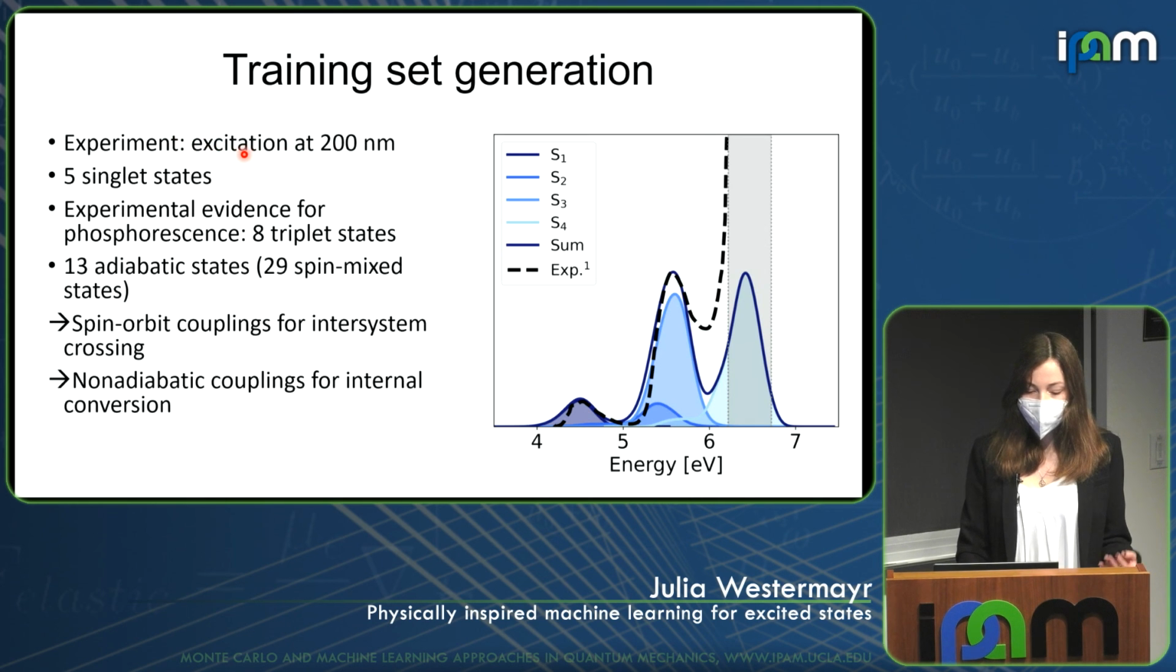So the pump probe experiments used laser pulse excitation at 200 nanometers. And in gray, you can see here the excitation window. And you can see that this energy range is where the fourth excited singlet state is. So we knew we needed 5 singlet states. And we also found some literature where they talked about phosphorescence. So we could not just exclude the triplet states, and we also needed as many triplet states as are within this energy range. And we found that 8 triplet states were important. So we had 13 adiabatic states, and we needed to also learn now couplings, as spin orbit couplings and nonadiabatic couplings.